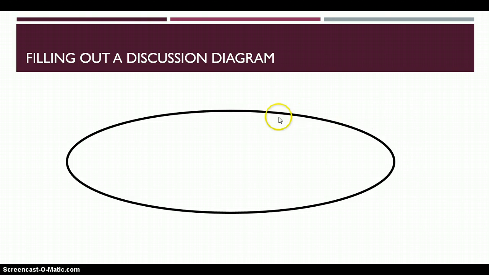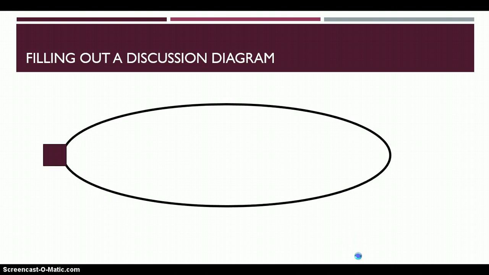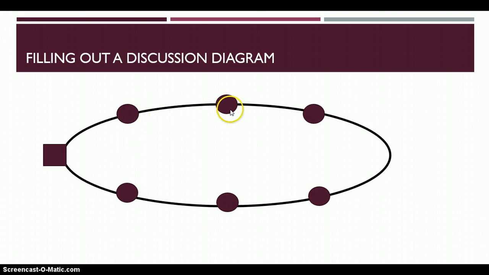The first thing you want to do is to draw a shape that represents the table that you're using for your session. We have mostly ovals in our session, so I'll use an oval for this example. Put a square for yourself and put that square wherever you're sitting. You want to use circles for the students who are attending your session.